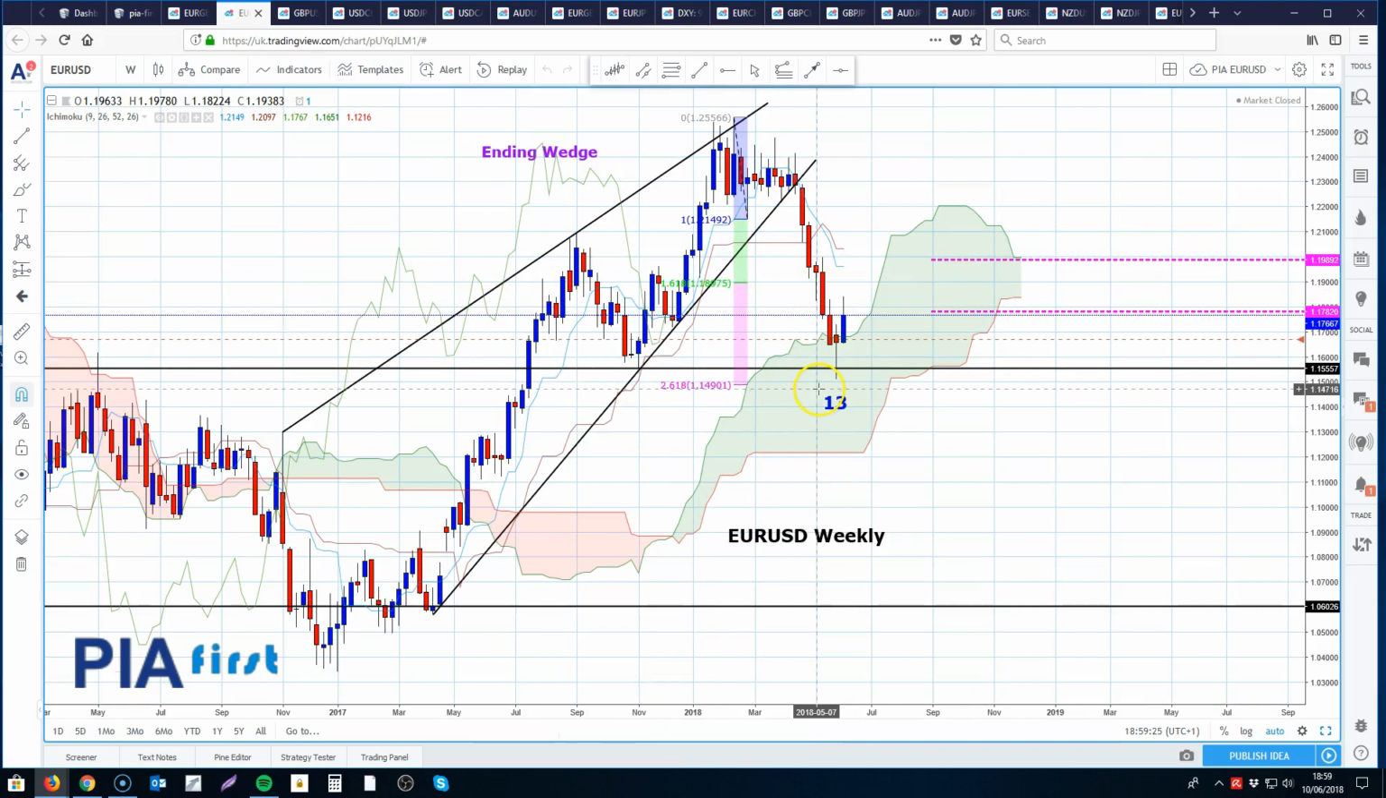this move to the downside stalled and reversed close to the 261.8% extension level at 1.1490. We posted a DeMark 13 count on the weekly chart, which is an exhaustion, and we've got the reverse now of what we're seeing in the dollar index. So this is a morning doji star formation.